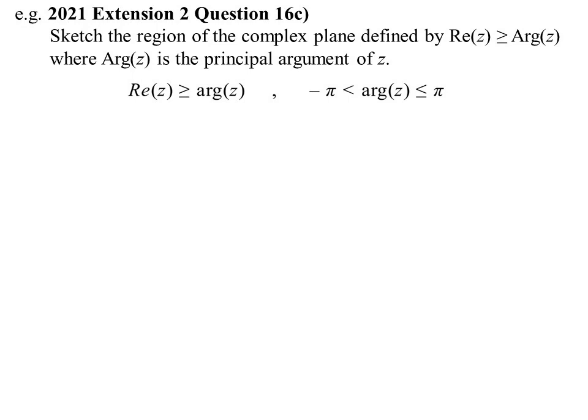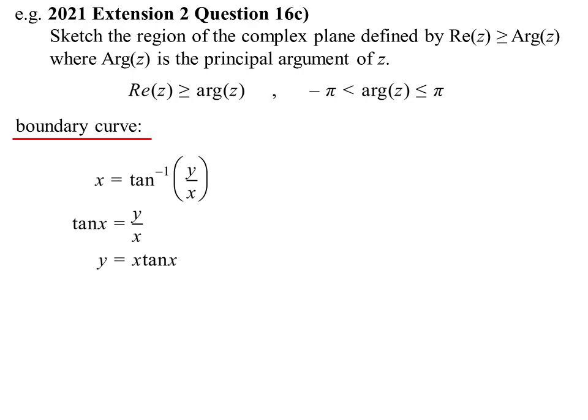Okay, any region in the plane, we've got to work out the boundary. What is the boundary? Okay, the real part of z would be x. The argument of z, how would I find that? Well, that would be the inverse tan of y on x. Let's get rid of that inverse tan. We'll tan both sides. So tan x is y on x. Y is x tan x. That was the first thing they had to do, is to work out this boundary.